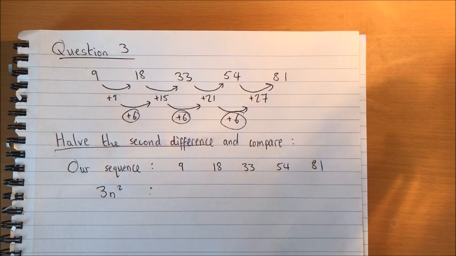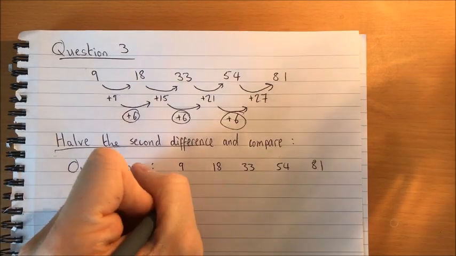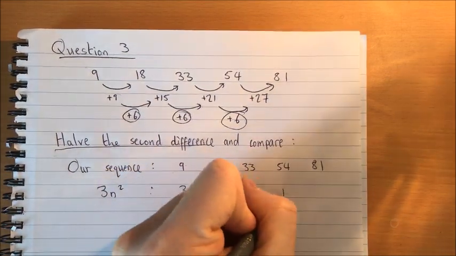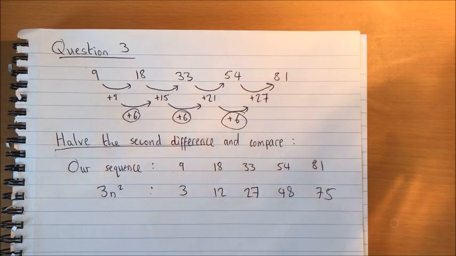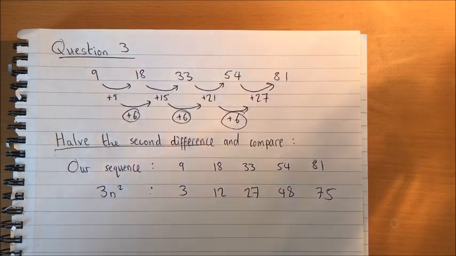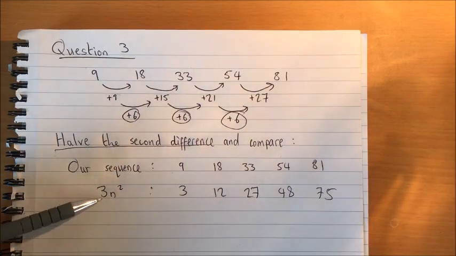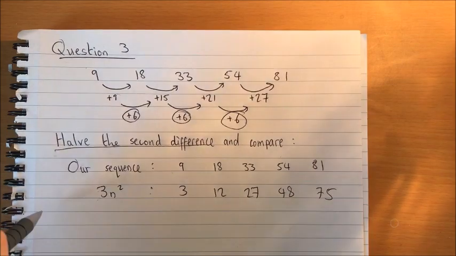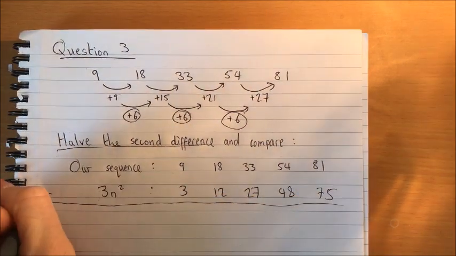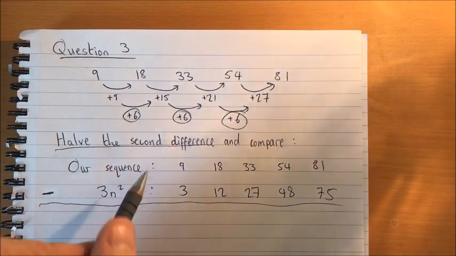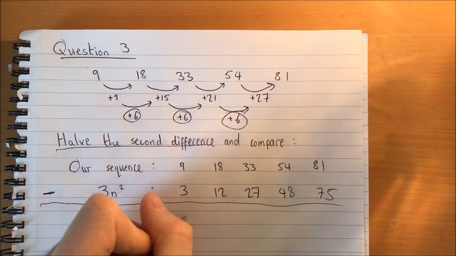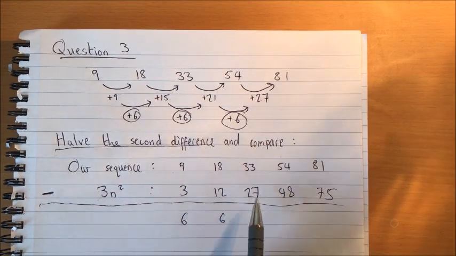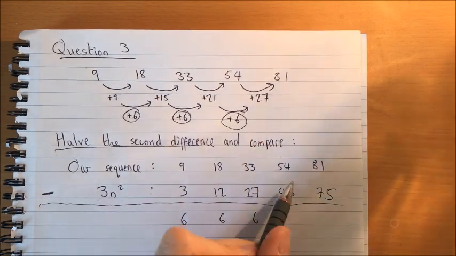Okay, so how does our sequence compare with the sequence 3n squared? Using my previous working out, I know that the sequence 3n squared is 3, 12, 27, 48, 75. I can work that out by substituting. Now I'm going to ask myself how our sequence compares to that. If I use that subtraction method that I used in question 2, 9 take away 3 gives me 6. 18 take away 12 gives me 6. 33 take away 27 gives me 6, and so on.